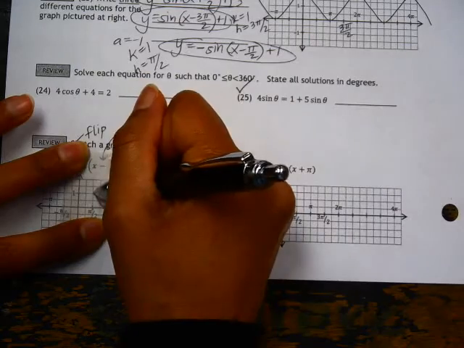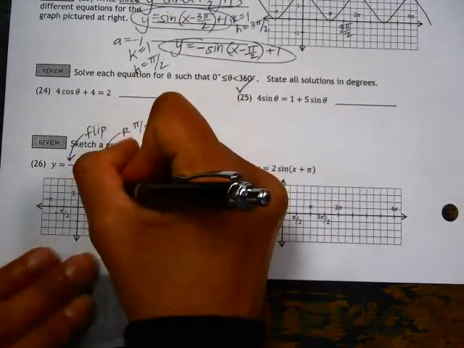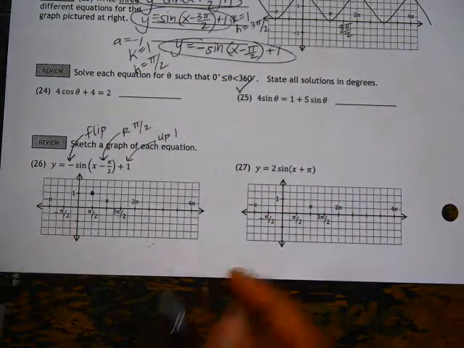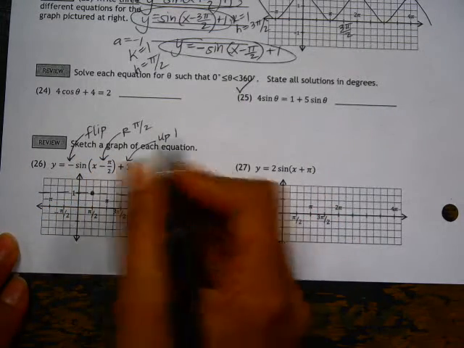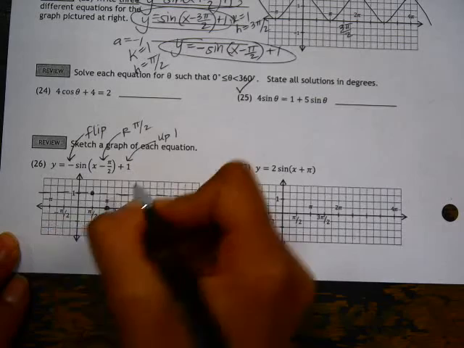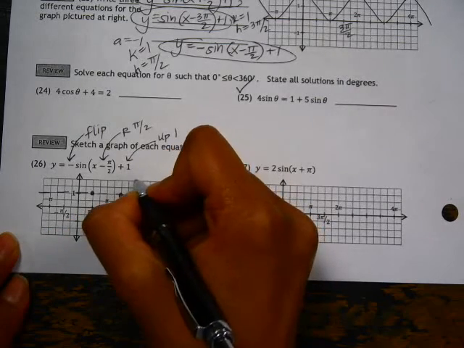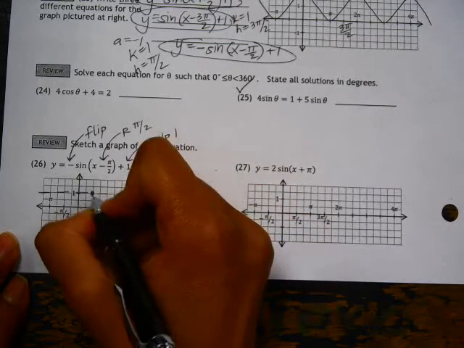So we're going to start right there at pi over 2, 1. This is going to be our midline of the graph. It's going to go below that line first, and then above that line with a height or an amplitude of 1.